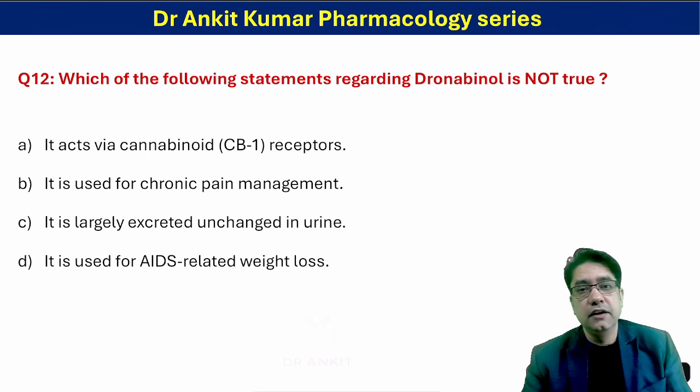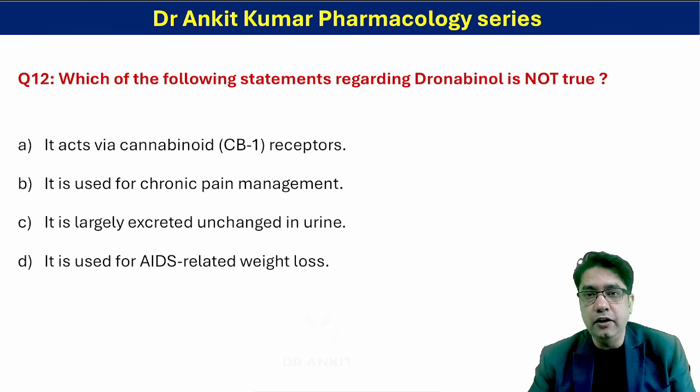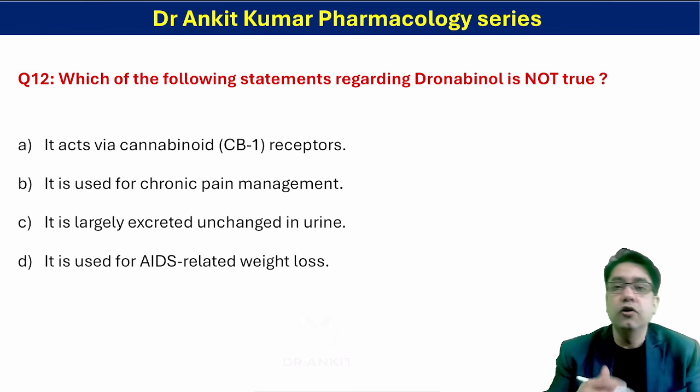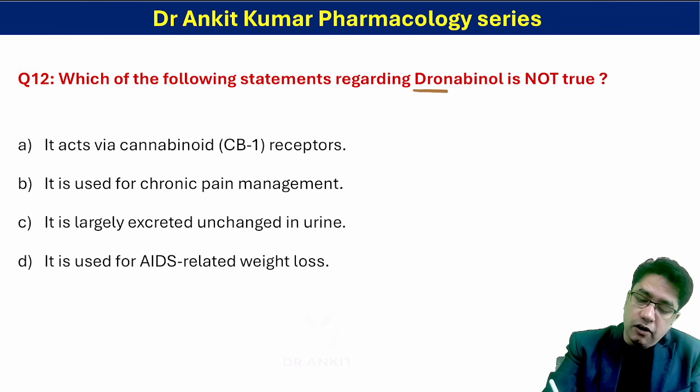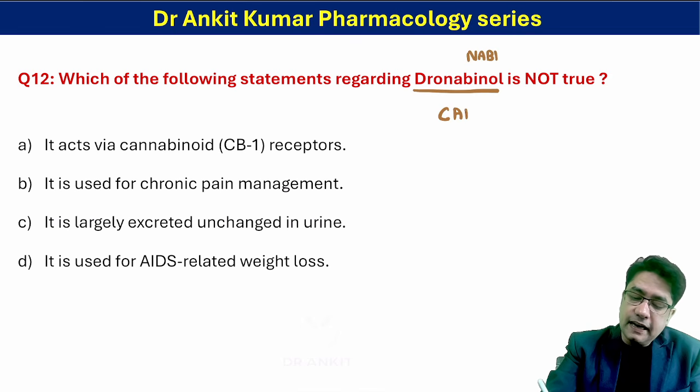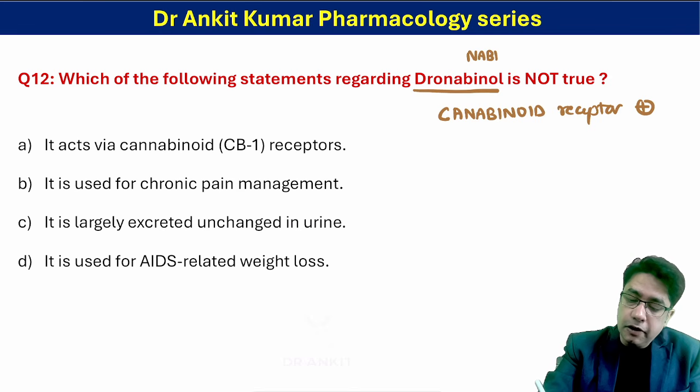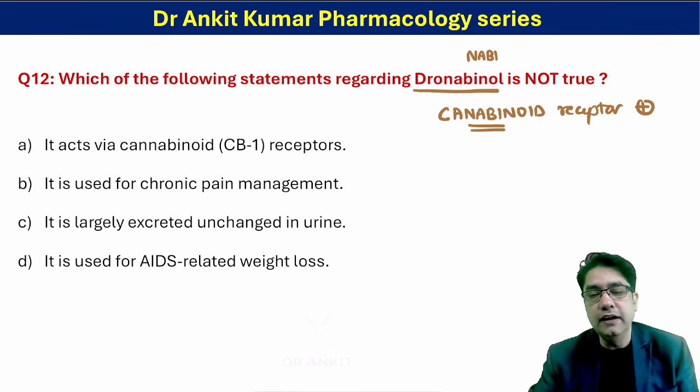Next question. Which of the following statements regarding dronabinol is false or not true? So dronabinol, we have discussed, the NABI word is coming. And I have told you it is a cannabinoid receptor agonist. It stimulates cannabinoid receptor, because in cannabinoid the NABI word is coming.